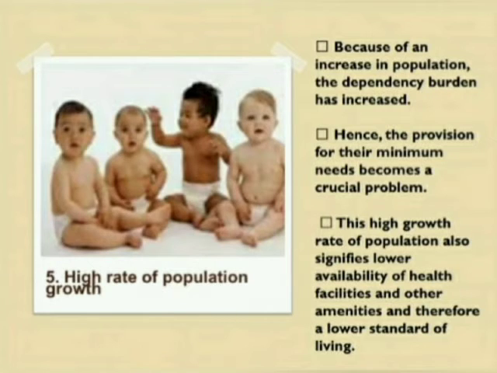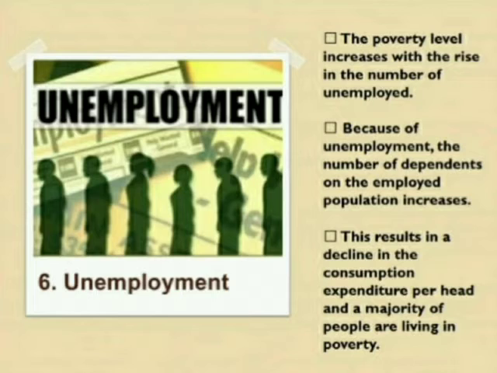Unemployment. The poverty level increased with the rise in the number of unemployed. Because of unemployment, the number of dependents on the employed population increases. This results in a decline in consumption expenditure per head and a majority of people are living in poverty.